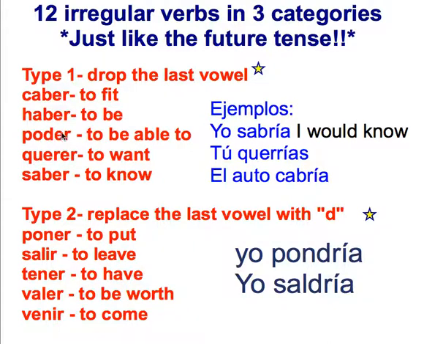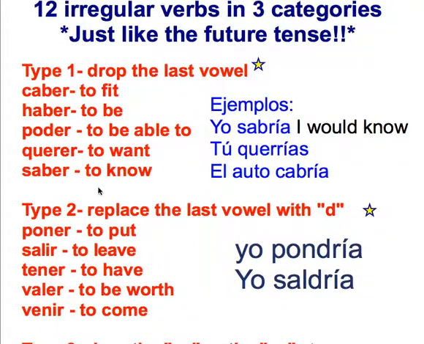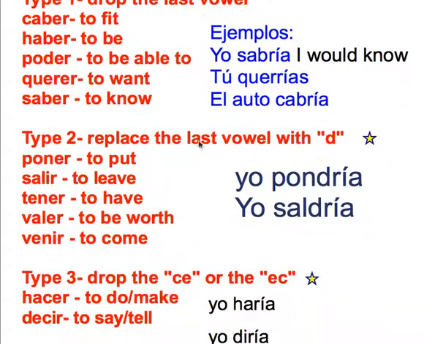We're going to drop the E on all five of these, and then you're going to add the ending, which is ía or ías or íamos, or whichever one of the endings may be. An example would be yo sabría, I would know, whatever it is that you would know. See?